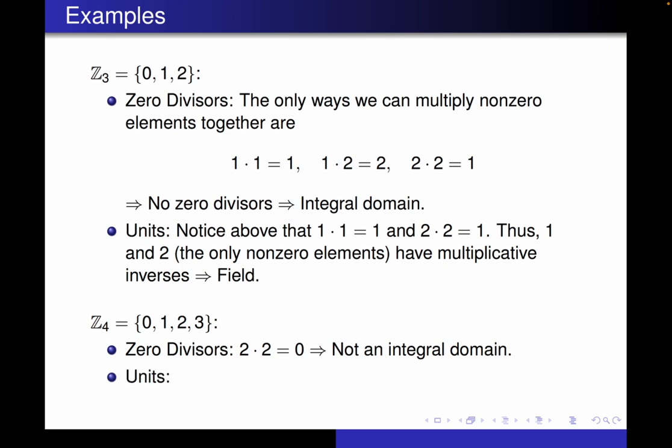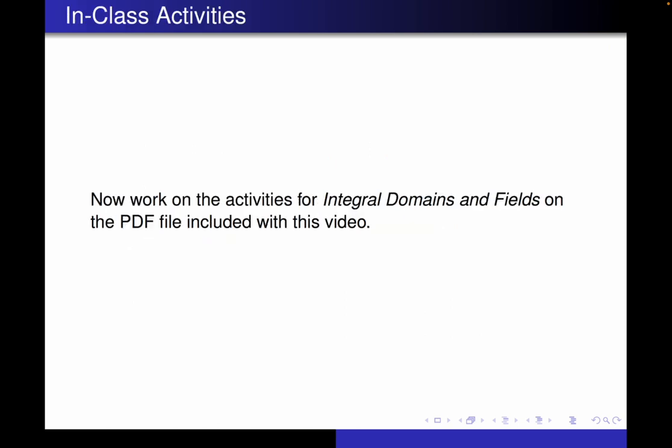Let's see if it's a field. For our units, yeah, 2 is also a troublemaker, not just because it's a zero divisor, but because it doesn't have a multiplicative inverse. No matter what we multiply 2 by, 2 times 1 equals 2, 2 times 3 equals 6, which is also 2. None of those give you 1, which would make it a unit. So that means Z4 is not a field.